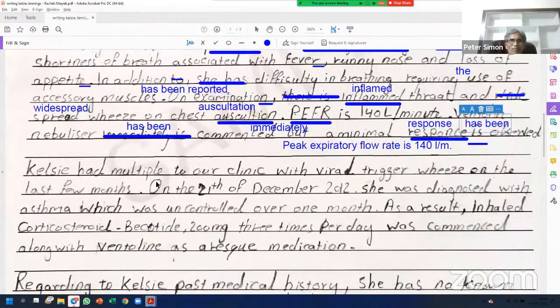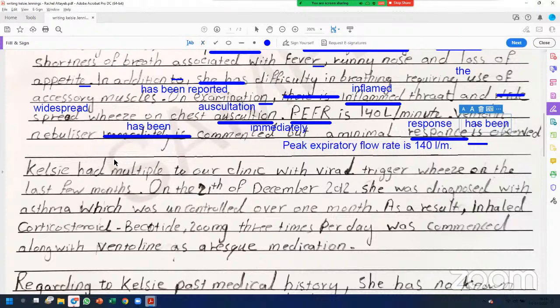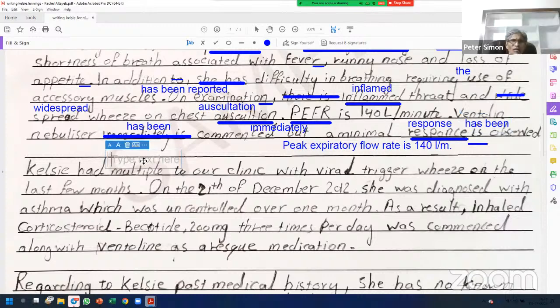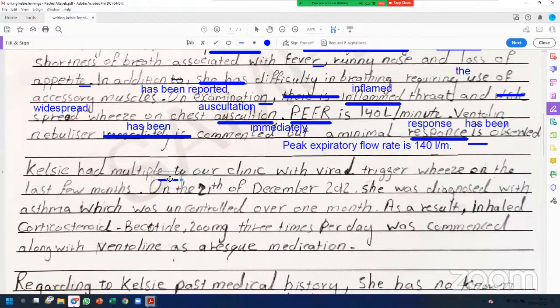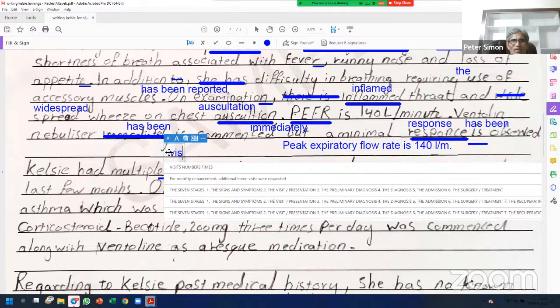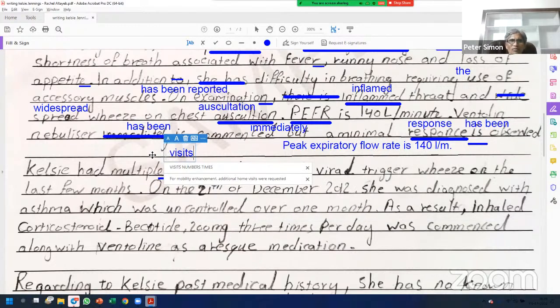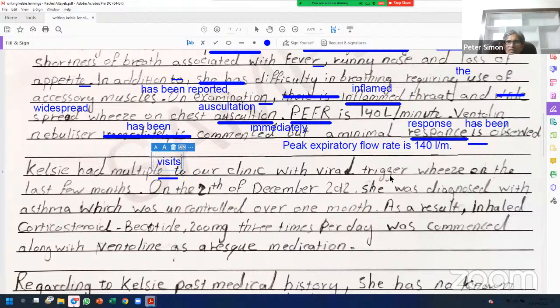Very good. "Kelsie had multiple to our clinic." What do you mean by "multiple to our clinic"? Multiple visits or what? Yes, there is a visit. Kelsie had multiple something. I don't know what you meant here. So here that is visit. Multiple visits. Maybe that is what you want. Kelsie had multiple visits to our clinic with viral trigger.